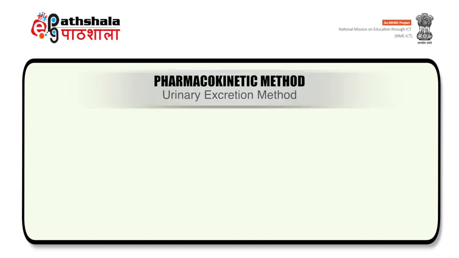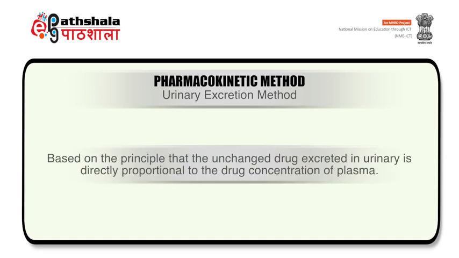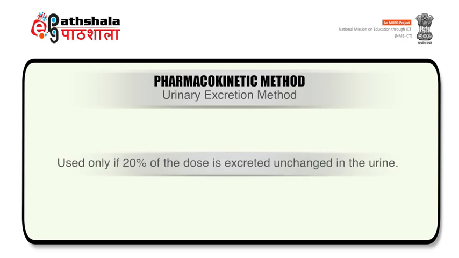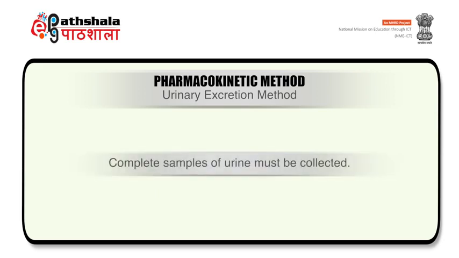The second method which is used to determine the bioavailability is the urinary excretion studies. This method is based on the principle that the unchanged drug excreted in urine is directly proportional to the drug concentration of plasma. This method is used only if 20% of the dose is excreted unchanged in the urine. Measurement of the urinary drug excretion can be used to determine the bioavailability. If active ingredient is excreted unchanged in the urine, complete samples of the urine must be collected.